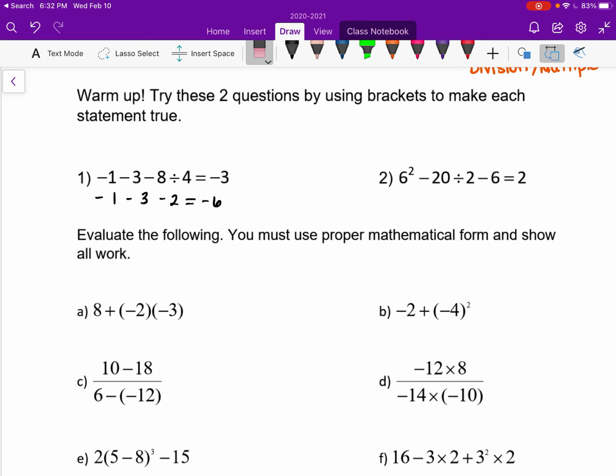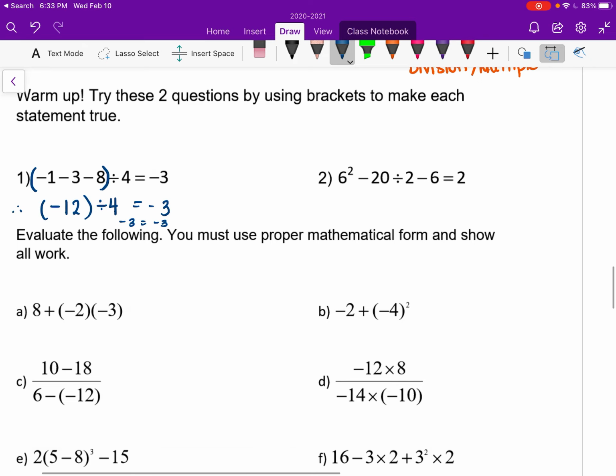Now, we're looking for something that'll make it -3. If I put brackets around these terms first, I have to do what's inside that bracket first. So I'll be left with -1 minus 3 minus 8, which will give me -12. And it's in brackets, divided by 4. -12 divided by 4 is going to give me -3. Therefore, you need to put the brackets there. And at the end, you should just write -3 equals -3, just to say that it's a therefore statement.